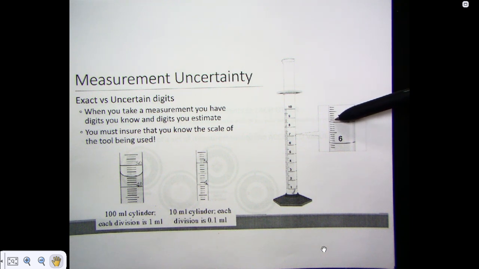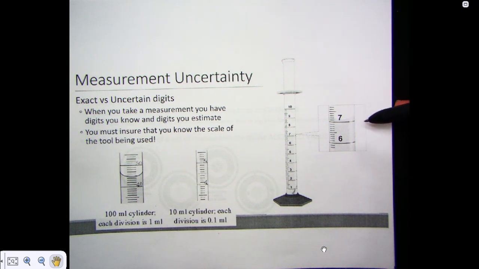And it looks like our meniscus is past the 7 and also past the first mark, but a little bit between the first mark and the second mark. So we would say this is 7.1, and then we'd have to make an estimation of where it is in between. So the exact measurements would be the 7 and the 0.1. We know those for sure because they are marked. The uncertain digits are the ones that we then have to estimate.